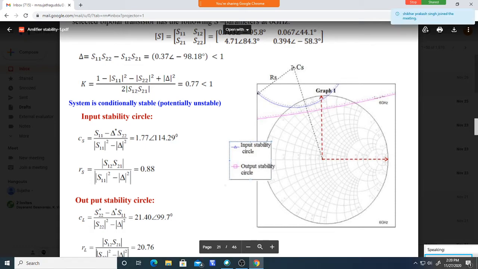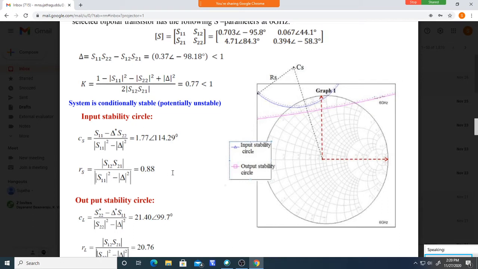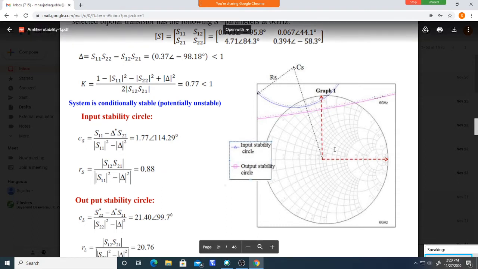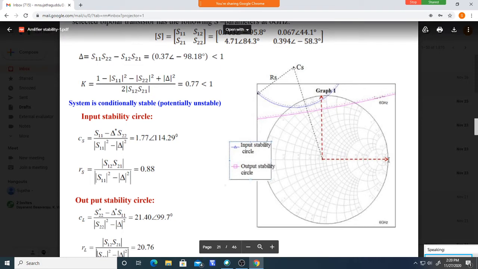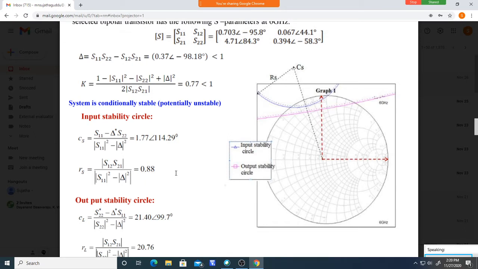Now, keeping this as the center, you have to draw the circle with radius equal to 0.88, that is, 0.88 multiplied by 6. In the examination you don't take 6. You should measure how many centimeters in your Smith chart from ear to ear, and multiply this by that value. So here, for example, 6 centimeters, 0.88 multiplied by 6.